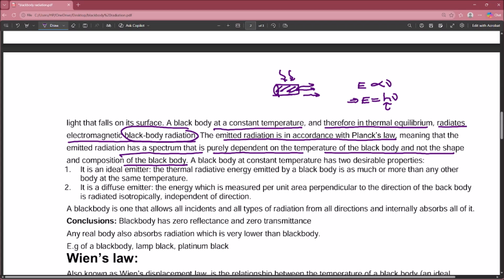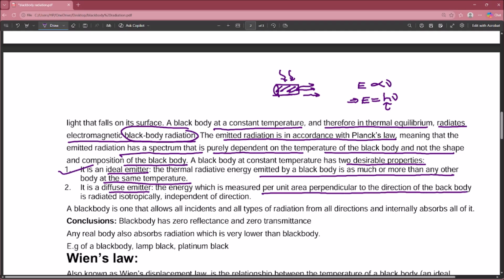A black body at a constant temperature has two desirable properties. It is an ideal emitter, that means it emits everything, no reflection. The thermal radiative energy emitted by the black body is as much or more than any other body at the same temperature. It is a diffuse emitter, that is, the energy measured per unit area perpendicular to the direction is radiated isotropically, independent of the direction. That means it does not depend upon the direction.